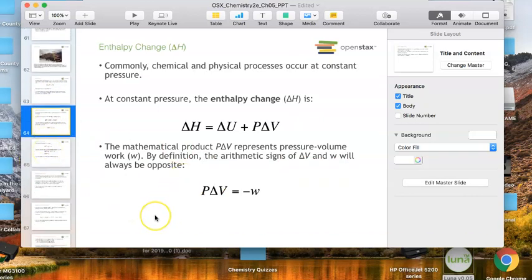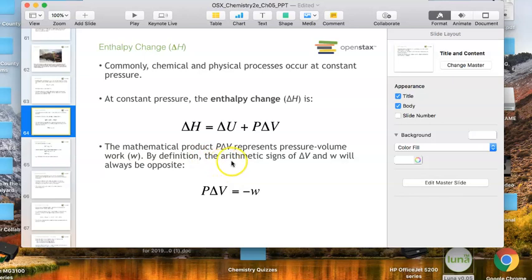So commonly, chemical and physical processes occur at constant pressure. When you're in the lab, the pressure is usually constant, and as scientists, you normally don't check on the pressure because it's usually constant if you're in the same room doing experiments in a building somewhere. So at constant pressure, the enthalpy change is equal to the change in the internal energy plus the pressure times the change in the volume.